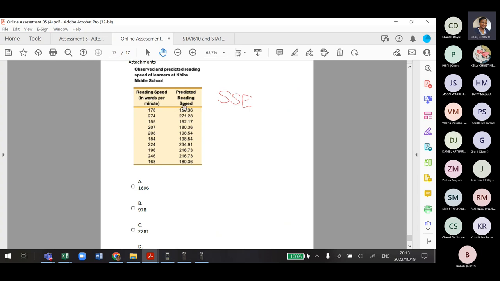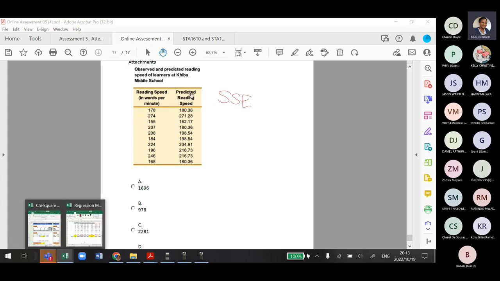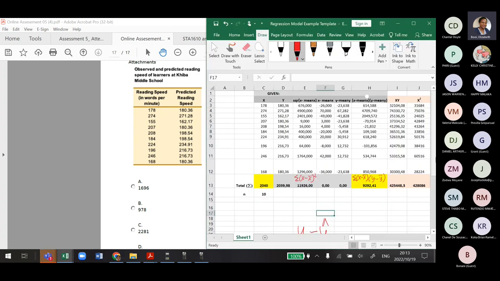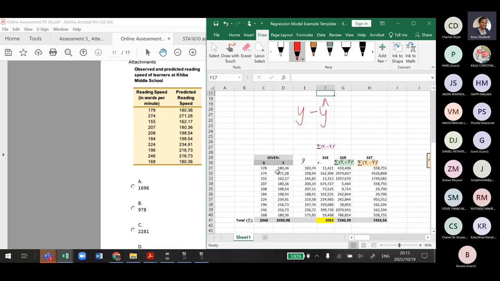Okay. Oh, you know what? Because now I'm doing something totally different. No, we're not swapping anything around. They've given us the predicted values. So these are not the Y values. Sorry, my bad. On this formula, this is your Y and this is your Y hat. That's what they gave us.